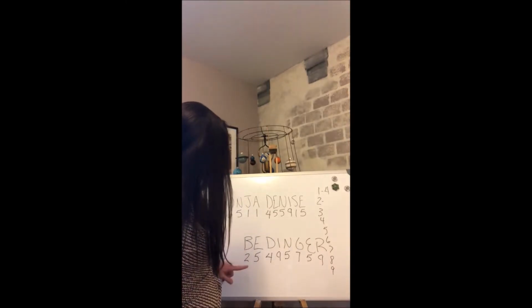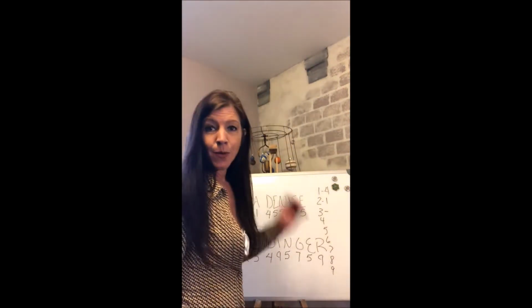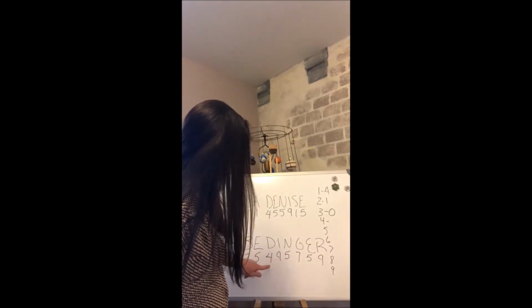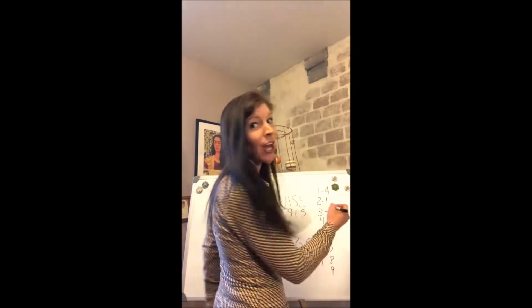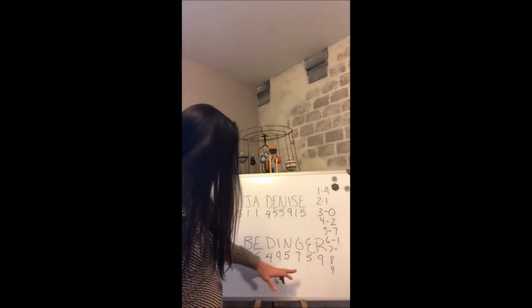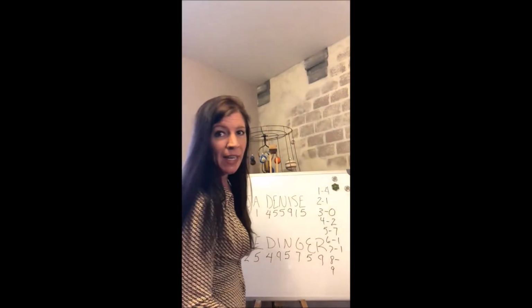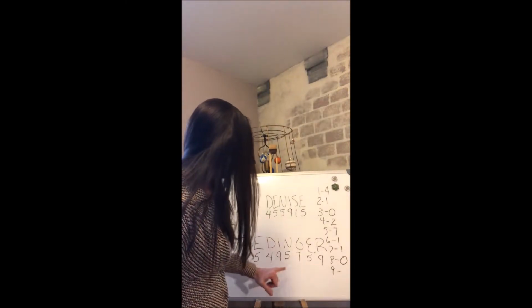I have 2 2s. I have 0 3s. I have 2 4s. I have 7 5s. That's a lot. 1 6. 1 7. 0 8s. And 3 9s.